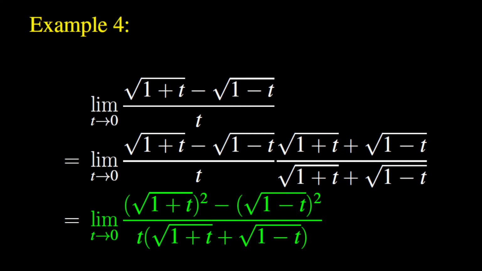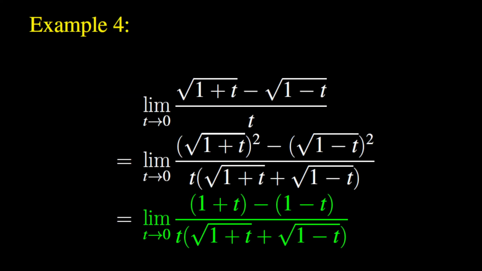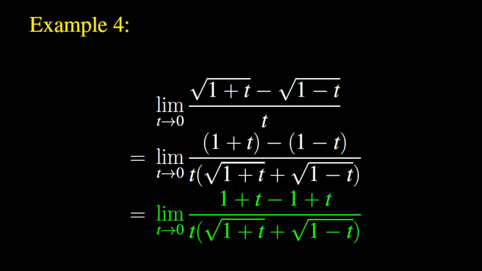In fact, on the numerator, we have the square root of 1 plus t to the power 2, minus the square root of 1 minus t to the power 2, and on the denominator, we have t times the quantity the square root of 1 plus t, plus the square root of 1 minus t. Using the fact that the square root and the square are inverse functions, the numerator can be simplified as the quantity 1 plus t, minus the quantity 1 minus t. Which itself is just 2t because 1 and negative 1 cancel each other, because as you remove the parenthesis we have 1 plus t minus 1 plus t, which is 2t. So the new numerator is 2t and the denominator remains unchanged.